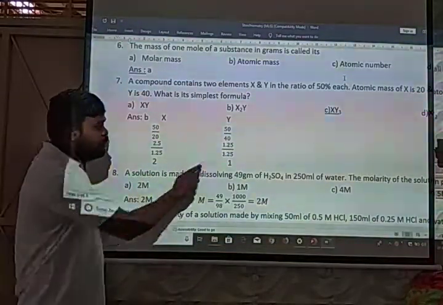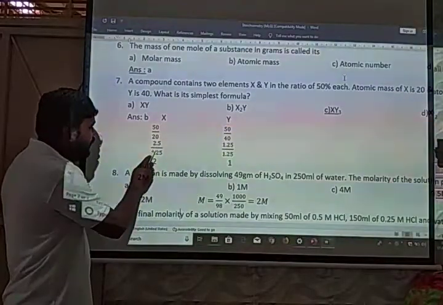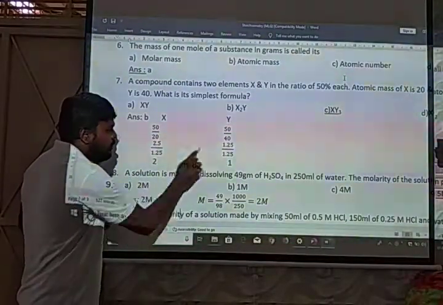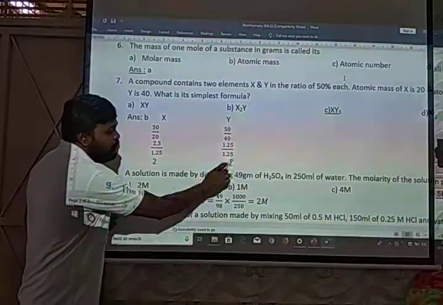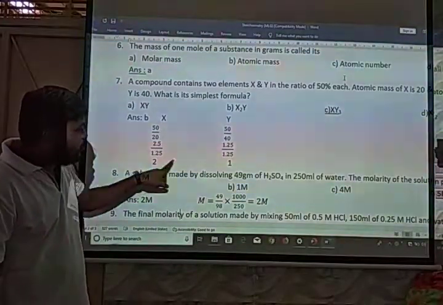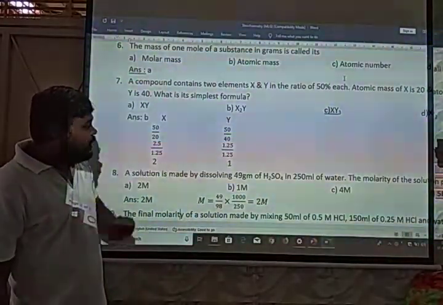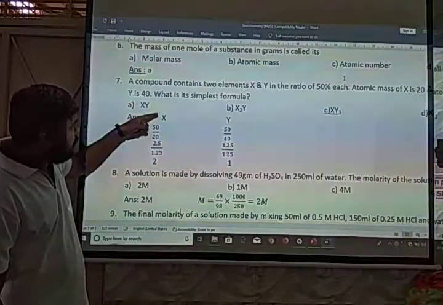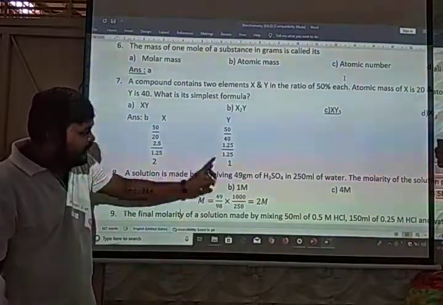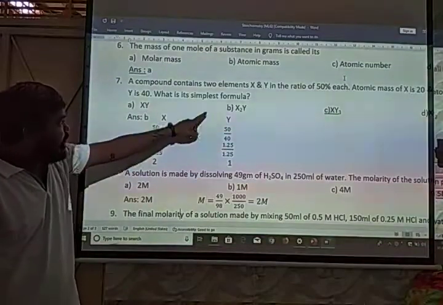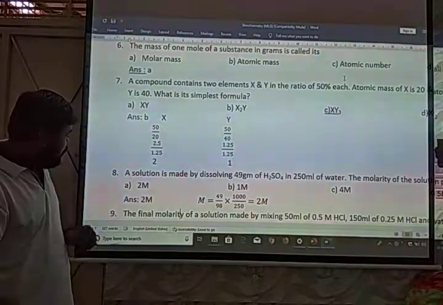The simple number is 1.25. So that's why I divided both the 2.5 and 1.25 by 1.25. So here you will be getting 2 and here you will be getting 1. Hence the simplest formula of the compound is X2Y. Hence the option is B.